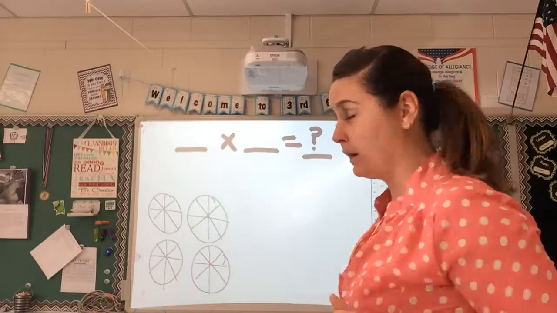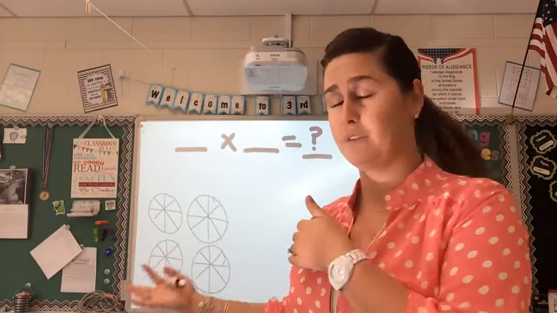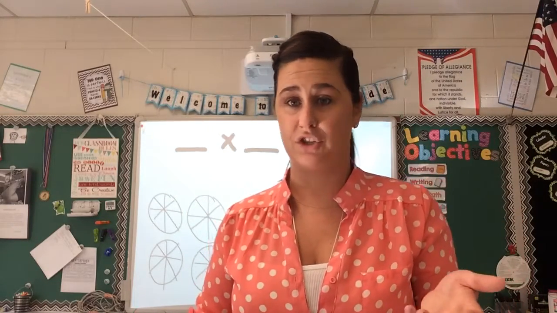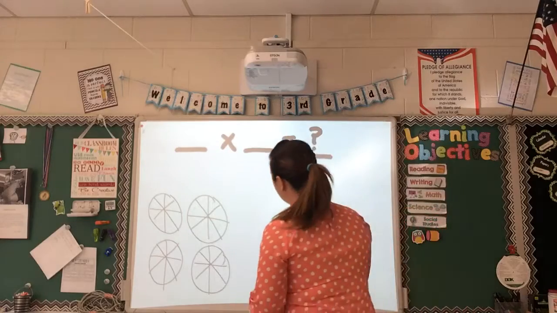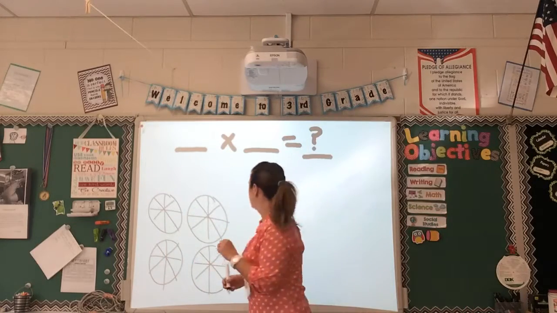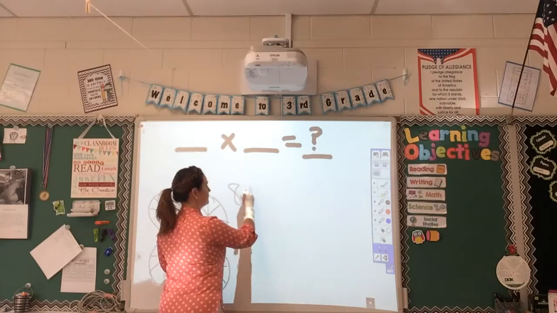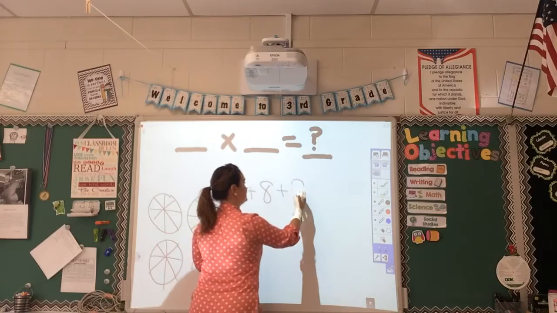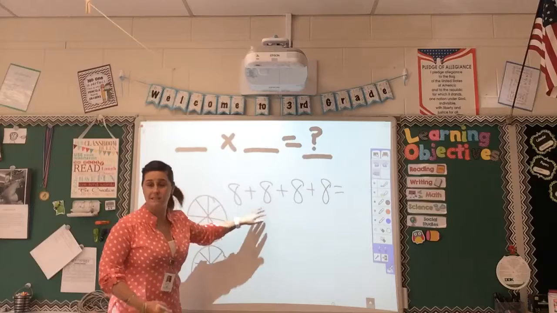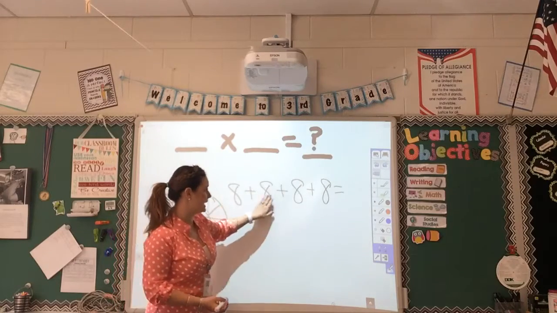So one of our strategies in solving our multiplication is drawing a picture. So here's my picture. That would be really great evidence. Another way is to do repeated addition. So here I see 8 slices 4 times. So my repeated addition problem would be 8 plus 8 plus 8 plus 8. Now, I could solve this in my head, so I'm adding 8 4 times. 8 plus 8 plus 8 plus 8.